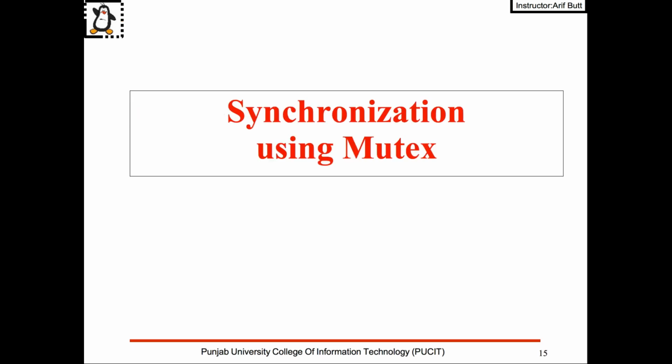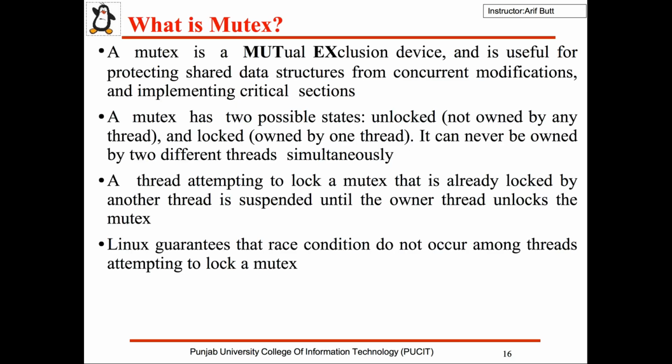Okay, I think now we are well equipped to understand the solution of the critical section problem and the race condition. And for that, let's talk about what a mutex is. Well, dear students, a mutex is a mutual exclusion device and is useful for protecting shared data structures from concurrent modifications and implementing critical sections. A mutex has two possible states, unlocked and locked. It can never be owned by two different threads simultaneously.